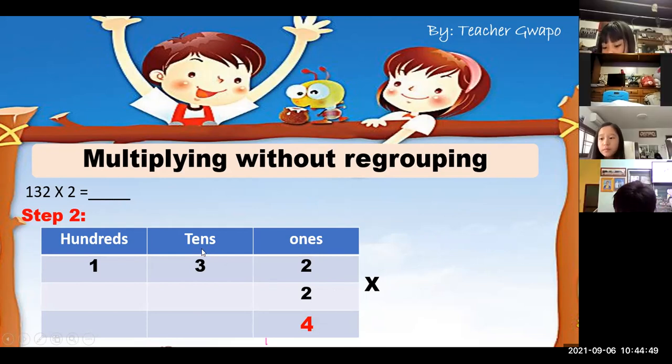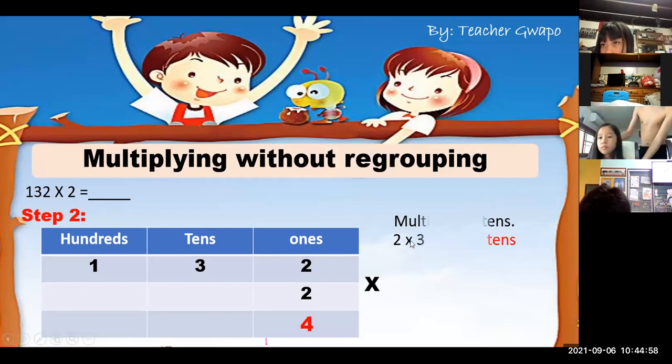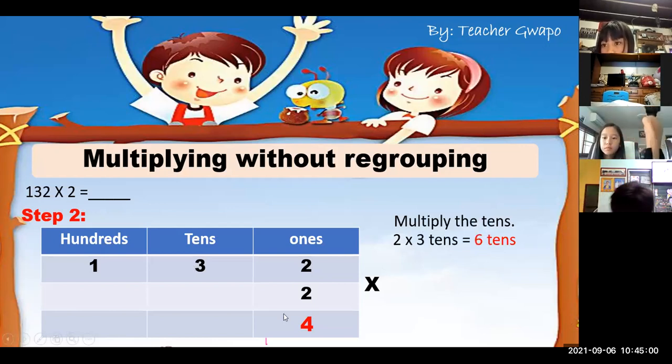Now, tens place, 3 times 2. We will multiply the tens place. So 2 times 3, or 3 times 2, is okay. Now, tell me your answer. We will ask Namo. Namo, can you tell us your answer? 3 times 2 or 2 times 3?